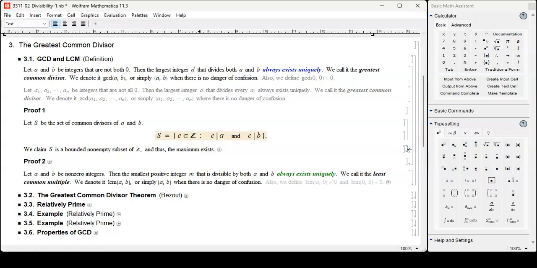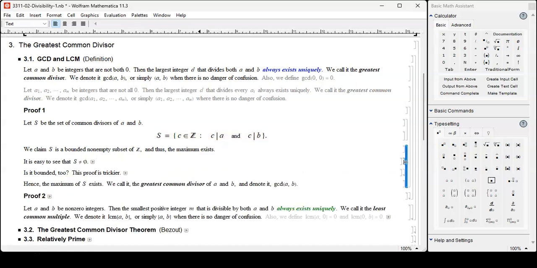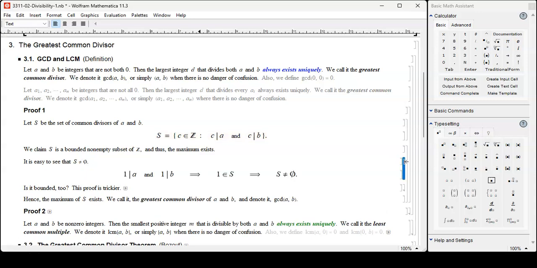Now the non-empty part is going to be a bit easier. Can you think of a number that divides both A and B? There's gotta be one. At least two of them, actually. Well, here's one. 1 divides every number. So does -1, but 1 is easier. So 1 belongs to S, so S is non-empty. Okay, all right, one down, one more to go.